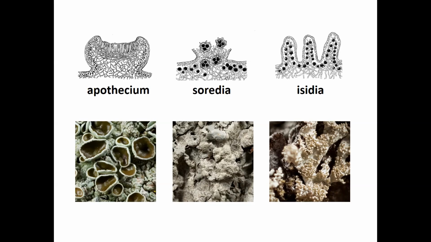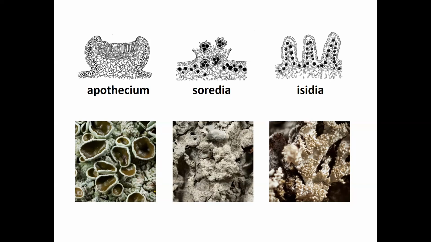Well, the ways that they could, which are shown on the right and the middle, are asexually. And basically by a type of fragmentation. So these are special fragmentation structures that lichens produce. There are two general types. I think they're called Soredia and Isidia.